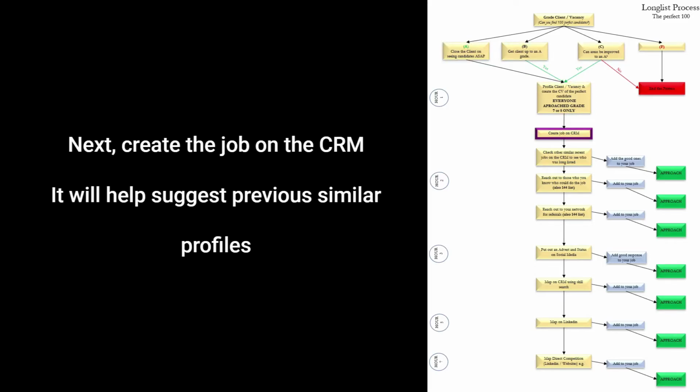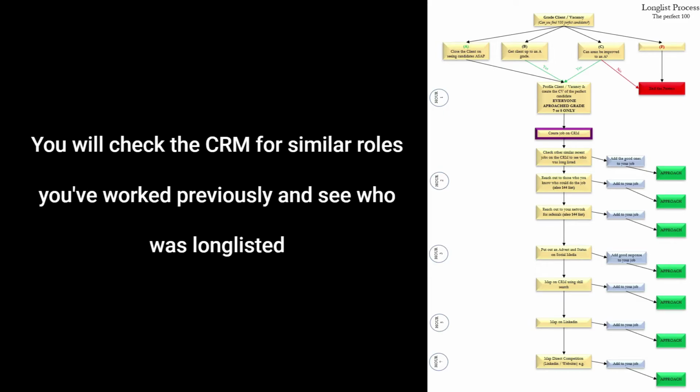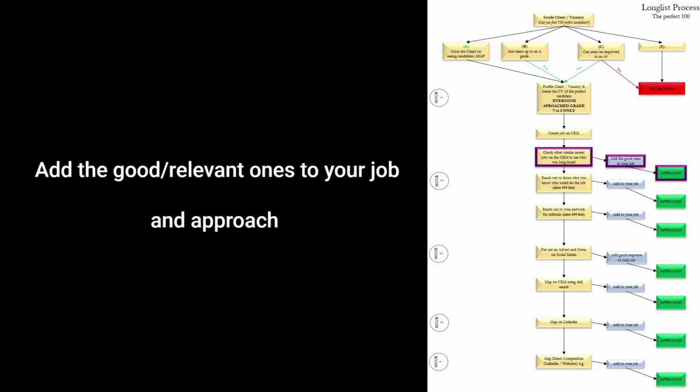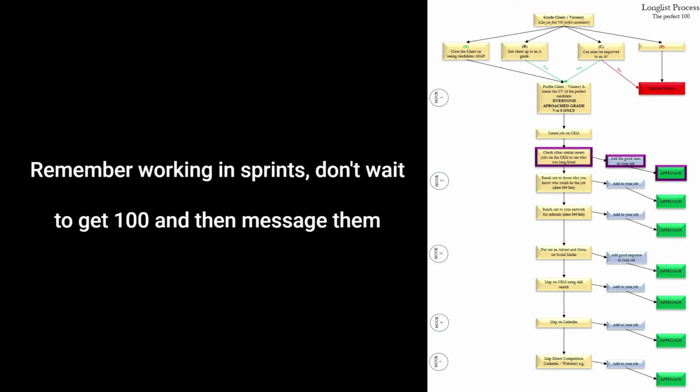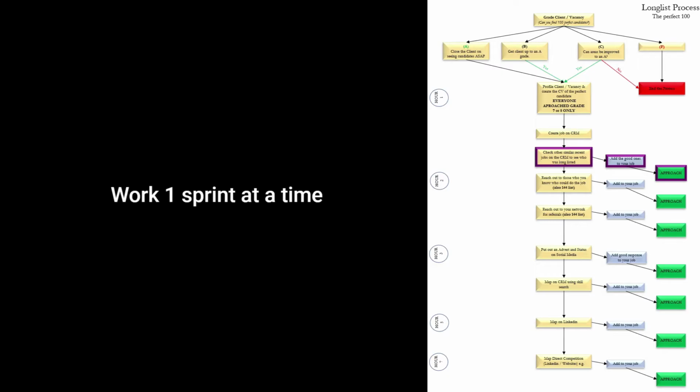Next, obviously, create the job on the CRM. Now, we have AI in the back of our CRM, which is very helpful. It will help suggest previous similar profiles and all the rest of it, but obviously being a smart recruiter, you'll check the CRM for similar roles that you've worked previously and see who was longlisted. Add the good ones and the relevant ones to your job and approach. Remember, working in sprints. Don't wait to get 100 and then message them. Work one sprint at a time.